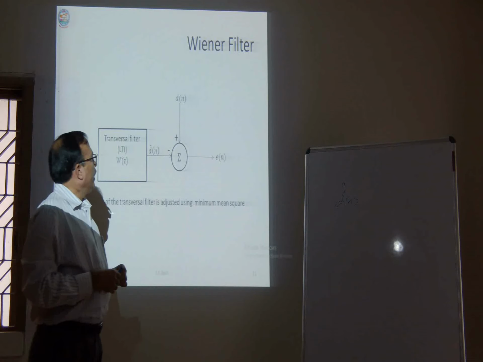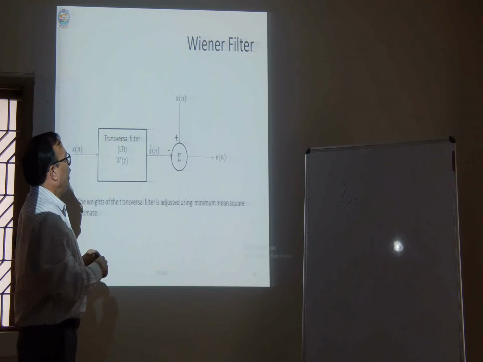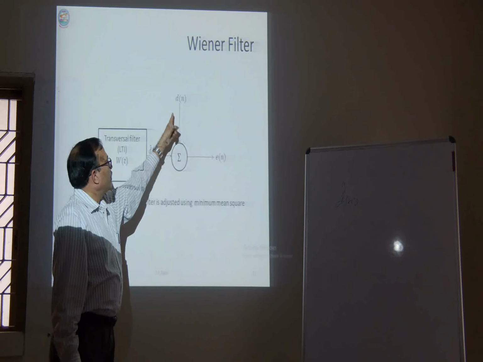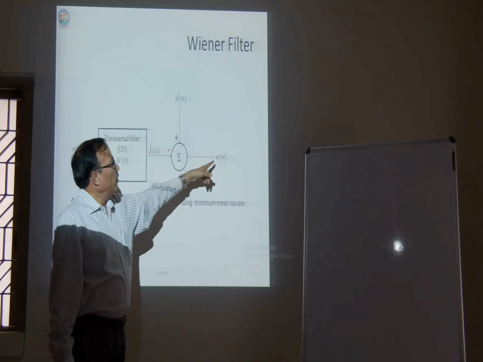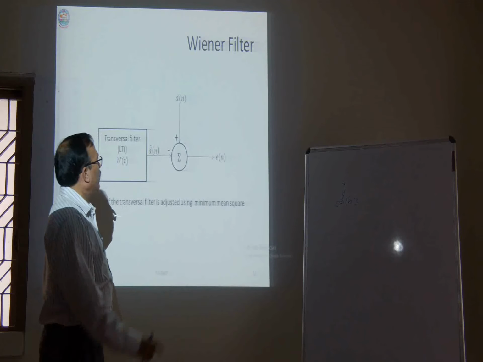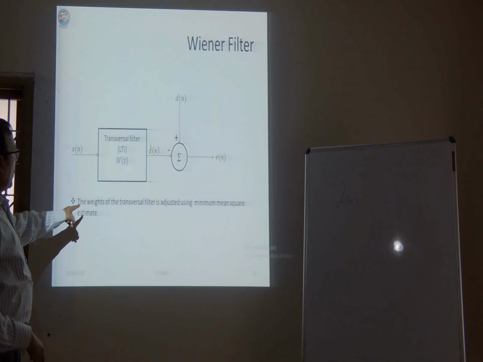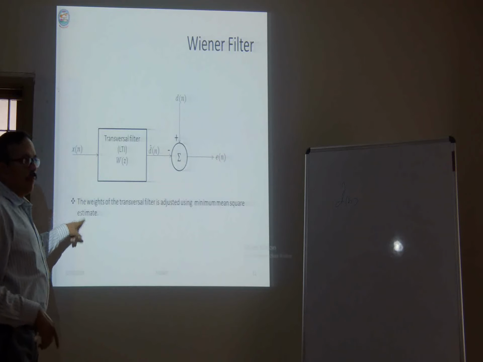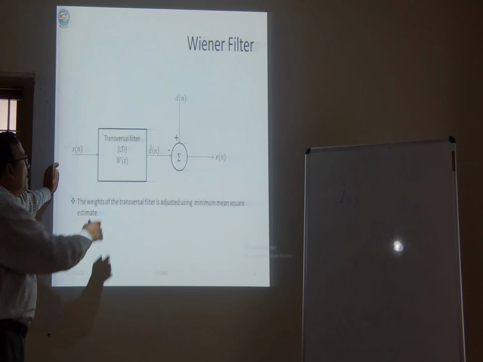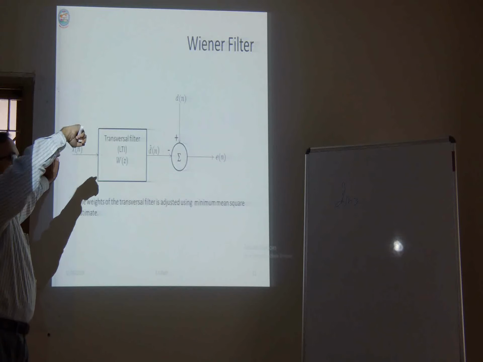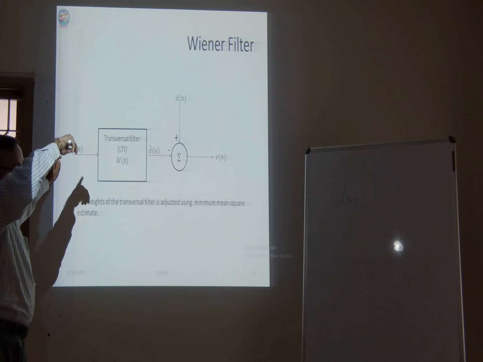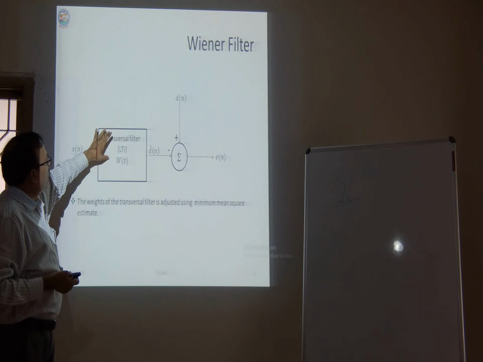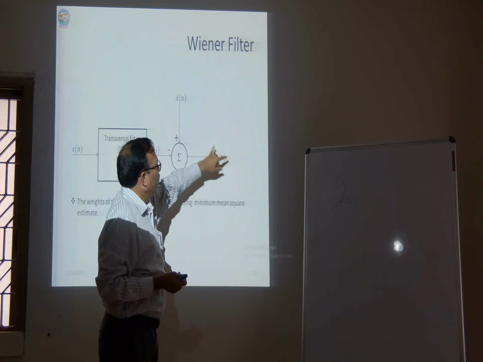So here is the d cap n. The cap indicates that it is the estimated value of dn, and dn is nothing but the desired signal. So here the output gives the difference between Dn and d cap n, which is known as the error. So error En is nothing but Dn minus d cap n. The weights of the transversal filter are adjusted using the minimum mean square estimate. So the transversal filter is nothing but what we saw in the previous figure, that is a single input adaptive linear combiner, and the weights can be varied taking this En value.